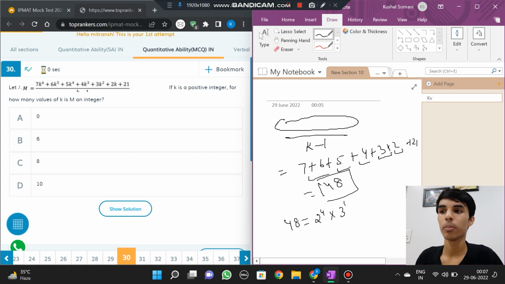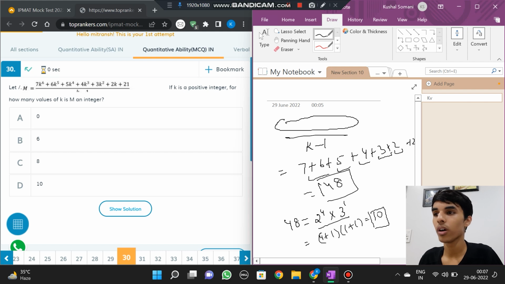Again, if you don't know how to calculate the number of factors in a faster manner, you can first prime factorize the number. We got 2 to the power 4 and 3 to the power 1, and just add 1 to both the powers, 4 plus 1 and 1 plus 1, and take a product of them, that is 5 into 2, which is 10. So a total of 10 values of k are possible for which m is an integer.